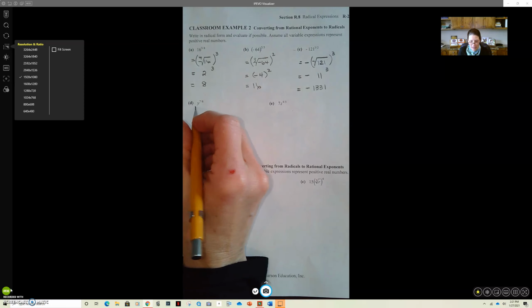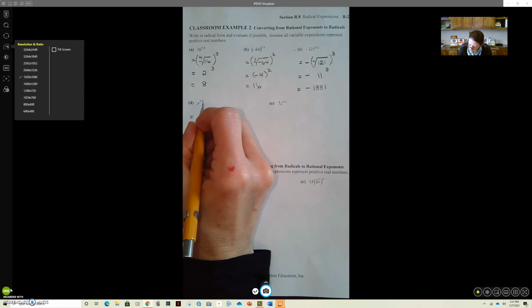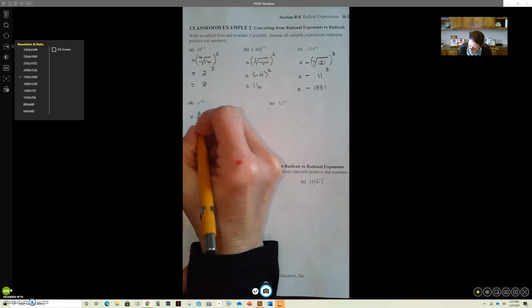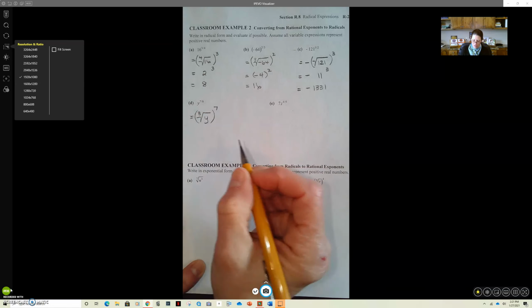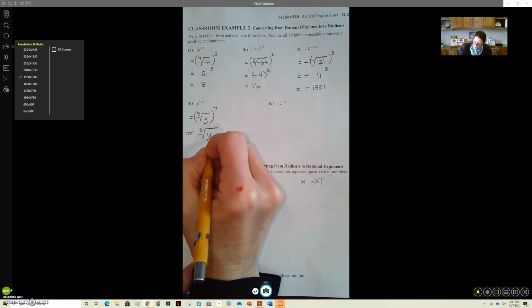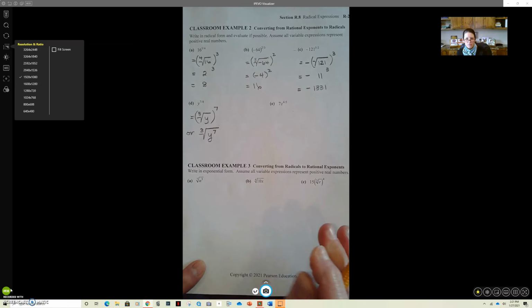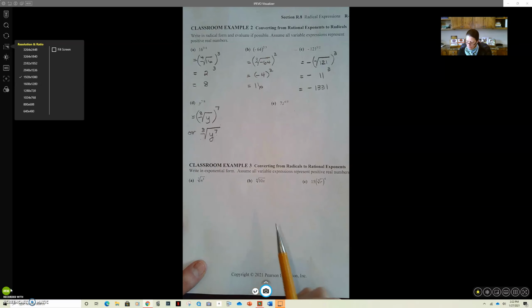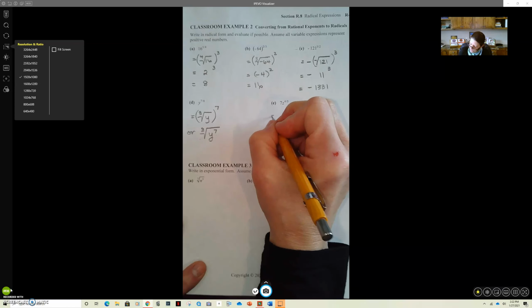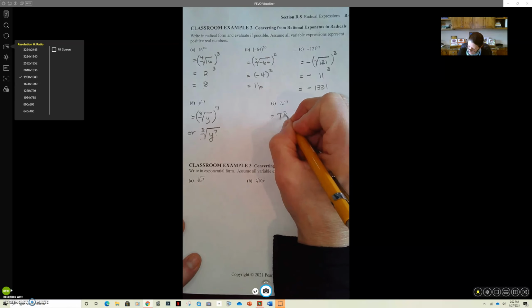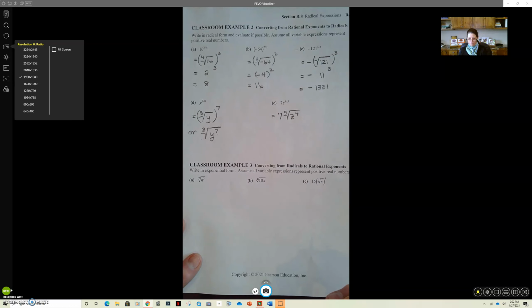Part D, here we've got a variable. Don't let that stop you. We're looking for the 8th root of y to the 7th, or you could write that as the 8th root of y to the 7th under the radical, suggesting that we raise it to the 7th first and then take the root. Part E, that is 7 times the 5th root of z to the 4th.